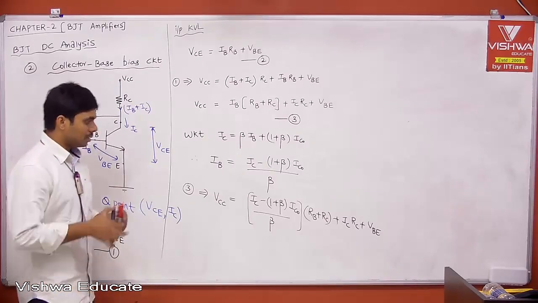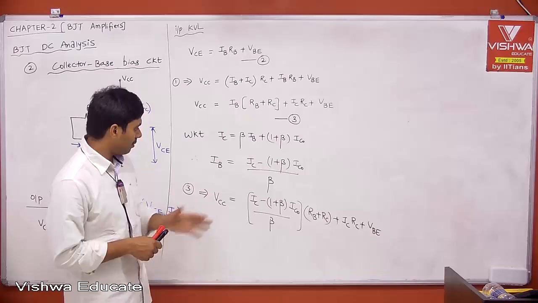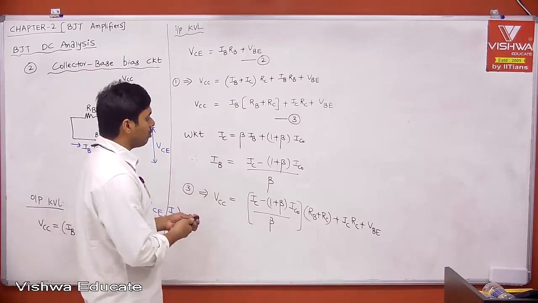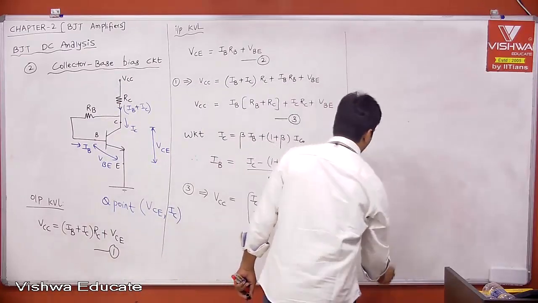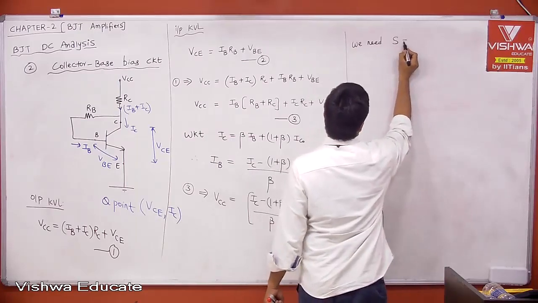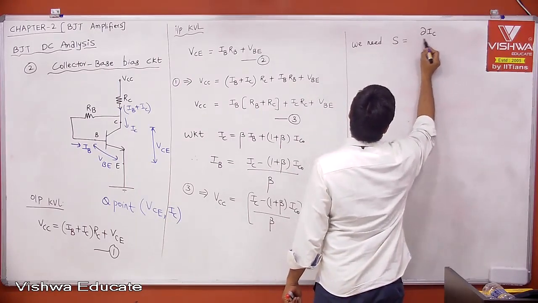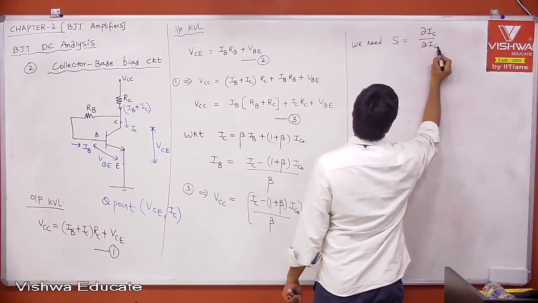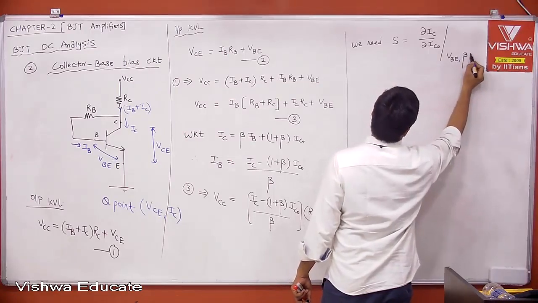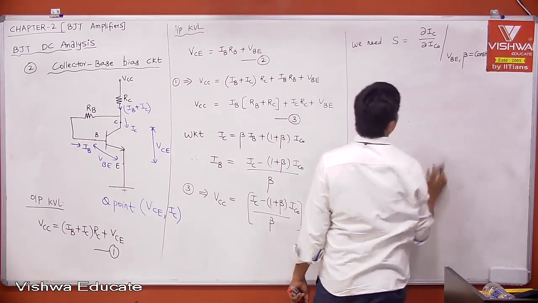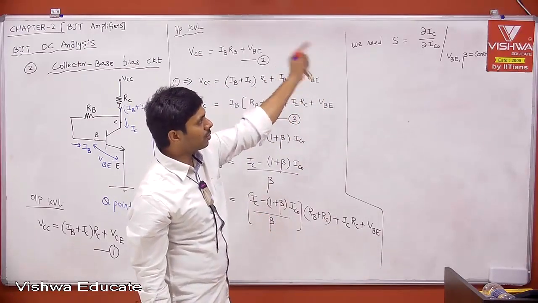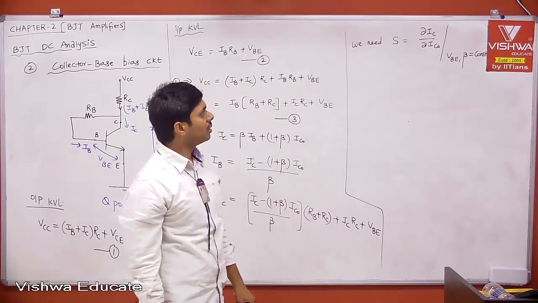Now, listen. Can I differentiate? Everywhere IC is there, it is IC naught beta only, right? What is the differentiation of VCC with respect to IC naught? And we know that. What do we want to find? We want to find S, which is equal to the change in IC due to IC naught when VBE and beta are constant. Keep VBE and beta constant and differentiate IC with respect to IC naught. That is what your stability factor is. That is what we need to find.